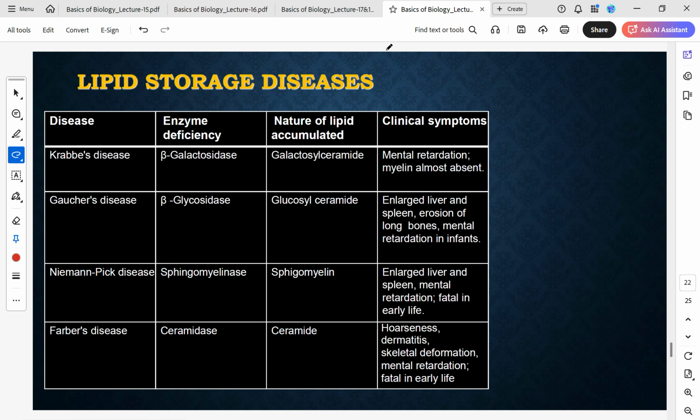Krabbe's disease happens when there is a deficiency of beta galactosidase. Gaucher's disease when beta glucosidase. Niemann-Pick disease happens when there is a deficiency of sphingomyelinase. Because of this, sphingomyelin gets accumulated, there is enlarged liver, spleen, mental retardation, this is fatal in early life. Farber disease happens when there is a ceramidase deficiency leading to accumulation of ceramide.